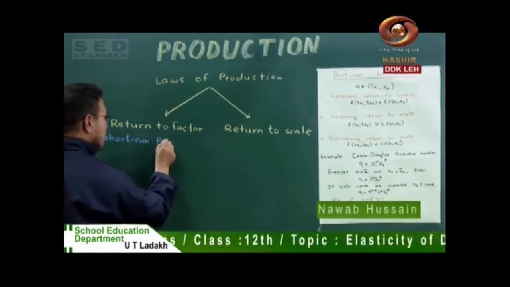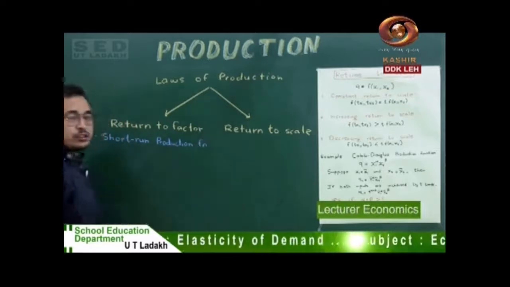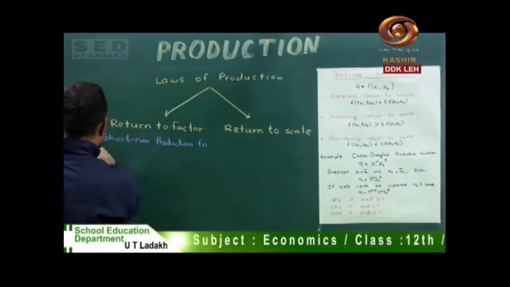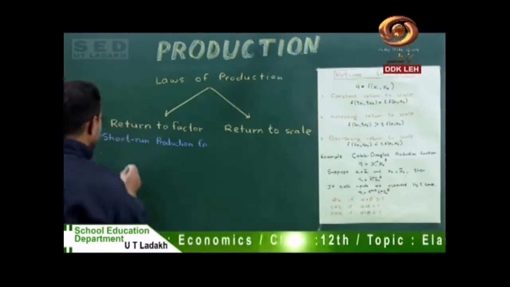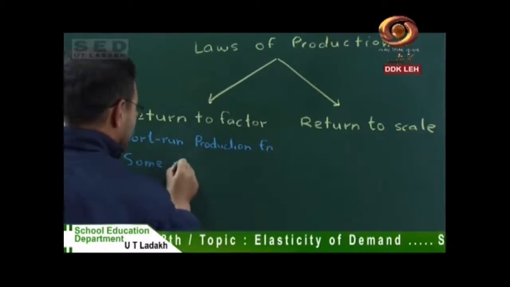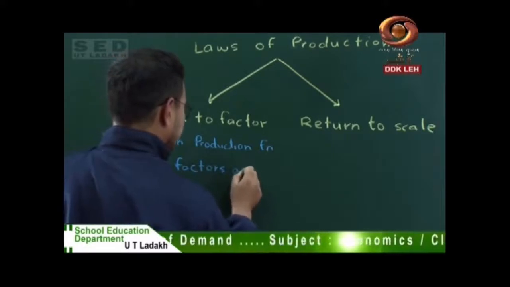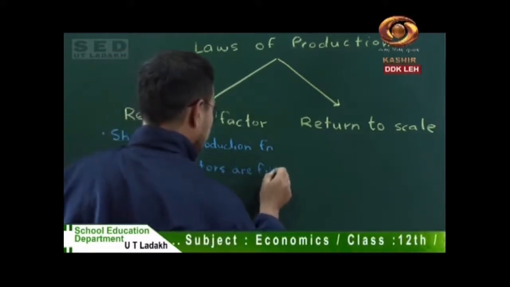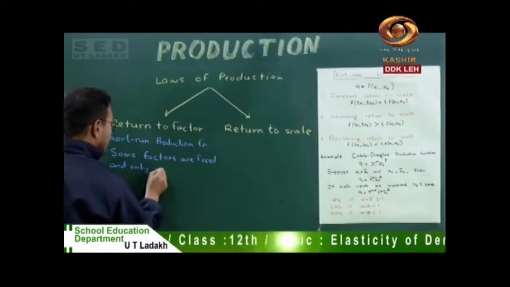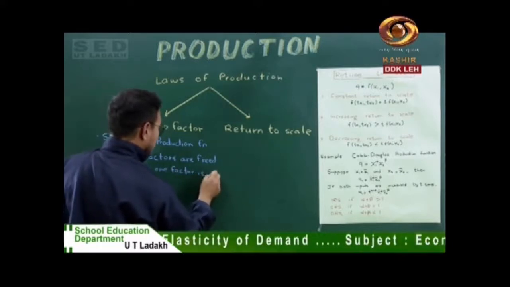Short run production function. Now what is this short run production function? We know that in the short run production function, some variables or some factors are fixed, and only one factor is variable.